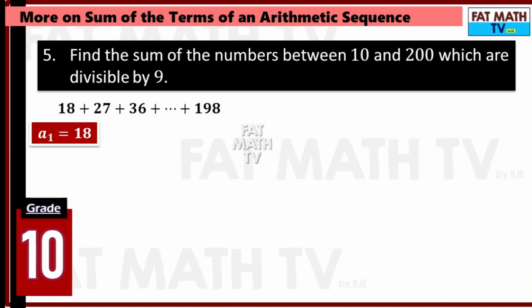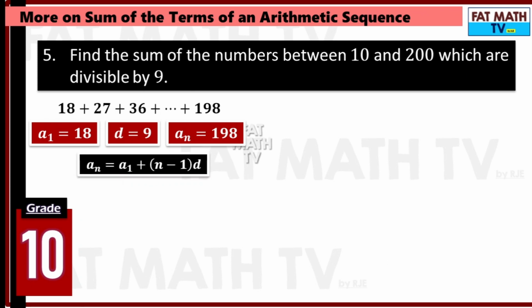So here, the first term is 18, the common difference is 9, and the nth term is 198. Let's identify how many terms there are. Let's use a sub n equals a sub 1 plus n minus 1 times d. A sub n is 198, a sub 1 is 18, copy n minus 1, d is 9. And then add negative 18 to both sides of the equation. You will get 198 minus 18 is 180.